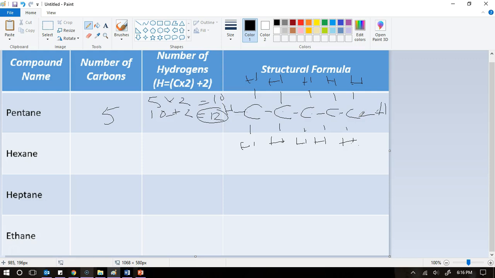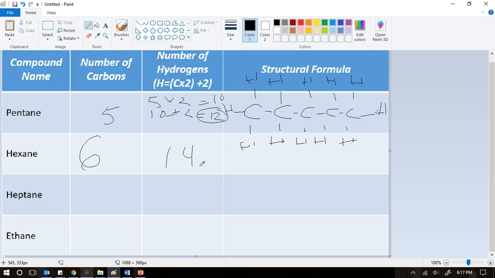If I go down to the next one, now I'm talking hexane. So hex, what does that mean? Well, hopefully we know that means 6. Alright, if I do my math, how many hydrogens do I need? Well, 6 times 2 gives me 12, plus 2 more, I've got 14. I'm going to draw out the same molecule here, and fill it up with hydrogens.